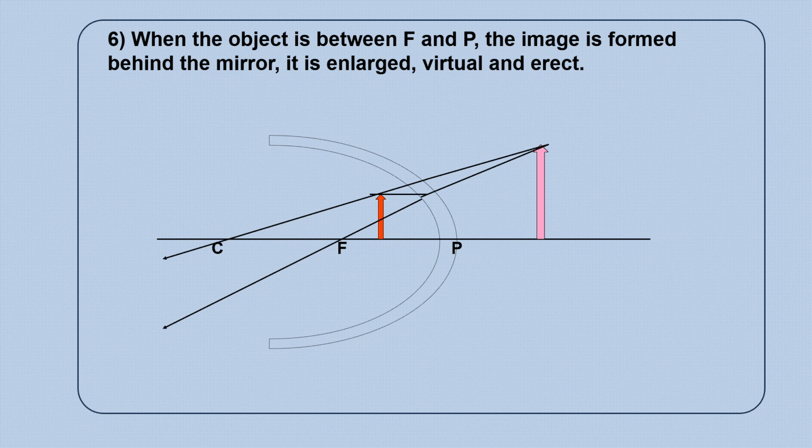And in the sixth case, the position of the object is in between the pole and the focus, so it is in between F and P. The image formed will be behind the mirror. So the position of the image is behind the mirror, and the nature and size of the image will be virtual and erect. The size is enlarged when compared to the object.